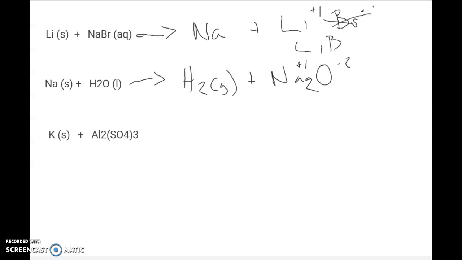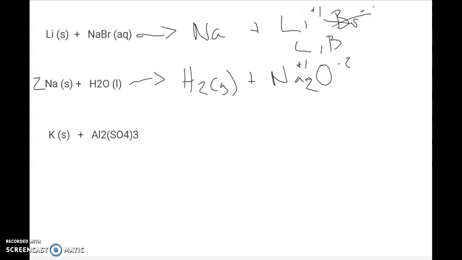Now I have to balance this chemical equation. Okay, so I see that I have 1 sodium here, I have 2 sodium here, so I'm going to simply put a 2 here. I have 1 oxygen on this side, I have 1 oxygen on this side, and I have 2 hydrogen on this side and 2 hydrogen on that side, and that is a completely balanced chemical equation.